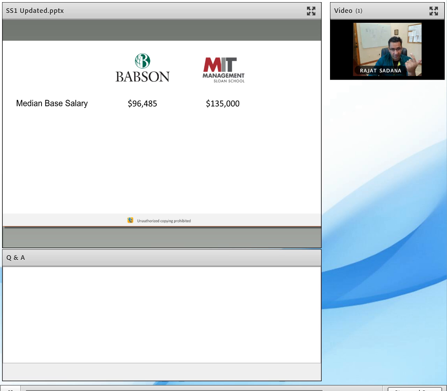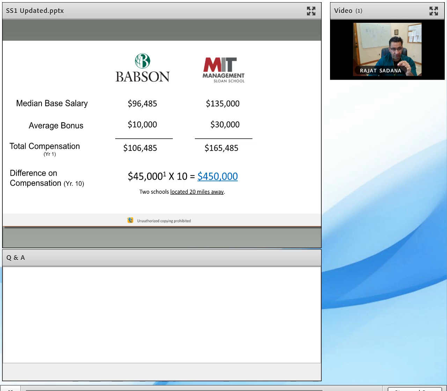Now, when you think about the median base salaries, and these are stats reported by both of these schools, at Babson the median starting salary is $96,000. From MIT, it's about $135,000. The average starting bonus at Babson is $10,000, whereas at MIT you can really see the same thing. When you think about the total first-year compensation, you'd see a delta of about $50,000. Let's take the delta to be about $45,000, and assume that it remains constant over a 10-year period. You'd see about $450,000 over here.